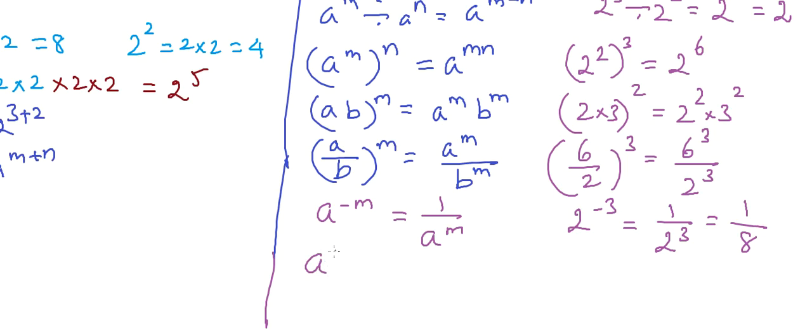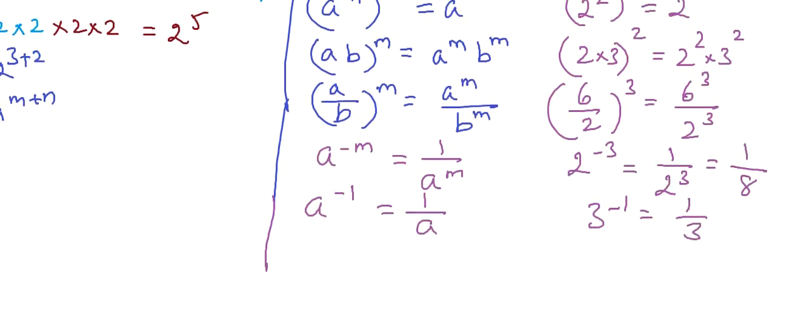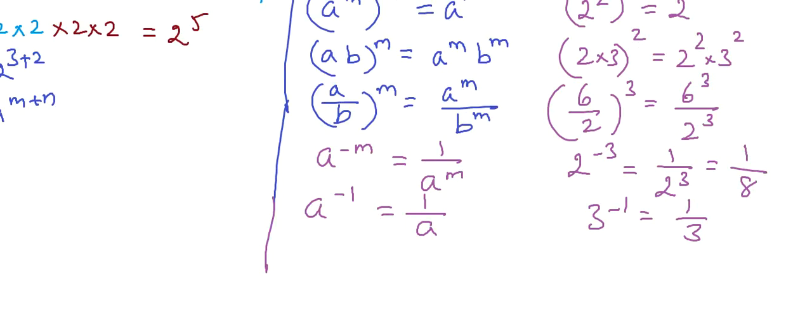So using this principle, a power minus 1 is what? Reciprocal of a, which is nothing but 1 by a. So 3 power minus 1 is 1 by 3. And a by b whole power minus m can be written as b by a whole power m.